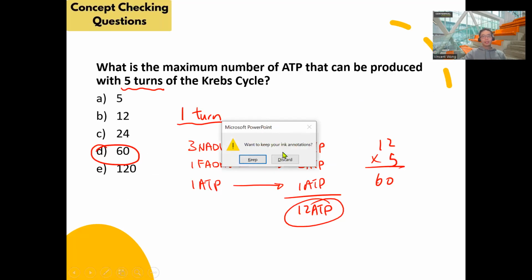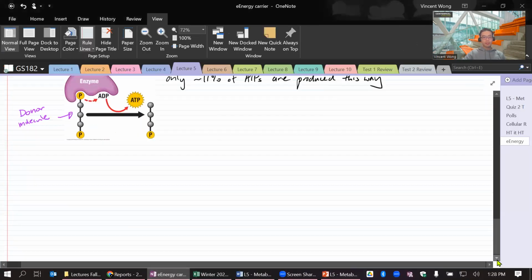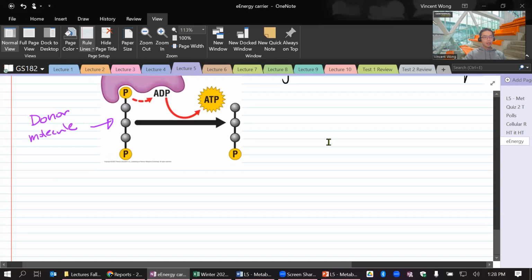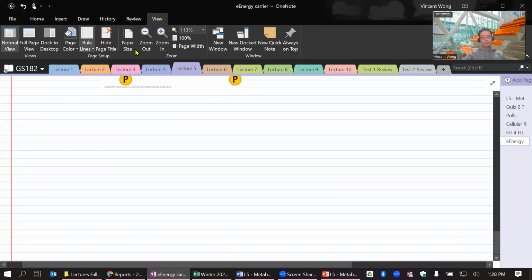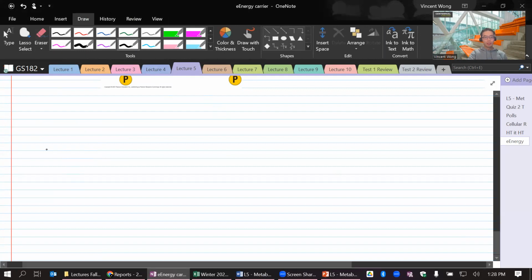Okay, moving on. Let's go to the electron transport chain. Let's take a look at what happens there. I already explained this in class, but judging from the response here, I think it's a good idea to do some refresher. Okay, so this is the mitochondria.